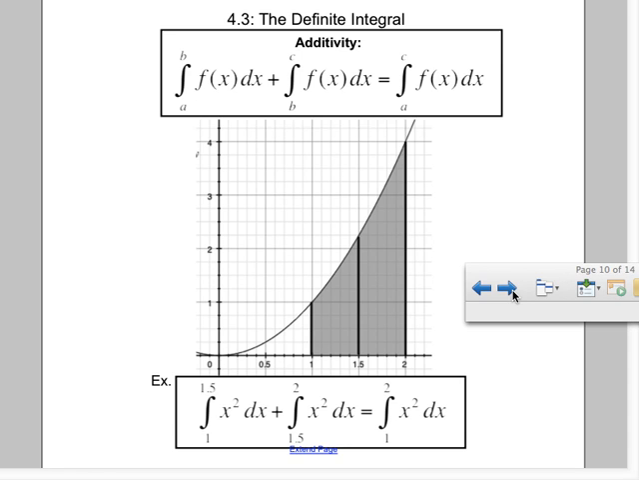We have additivity, which says that the integral from a to b plus the integral from b to c should be equal to the integral from a to c. If you start accumulating area from one point to another point and then pick up again from that last point, go to another one, you end up just accumulating area over a whole span.